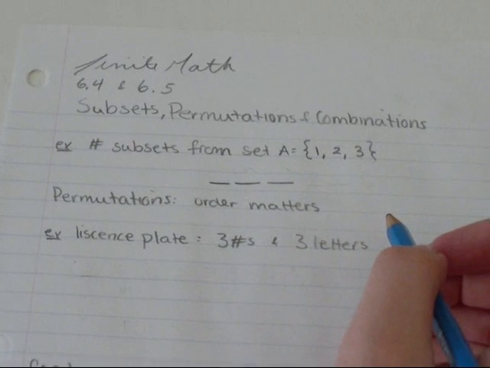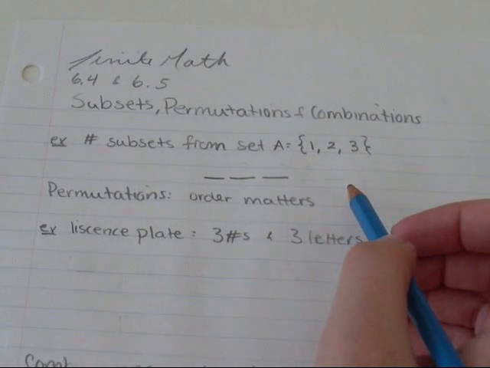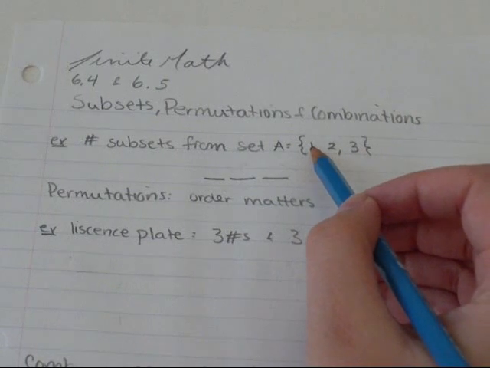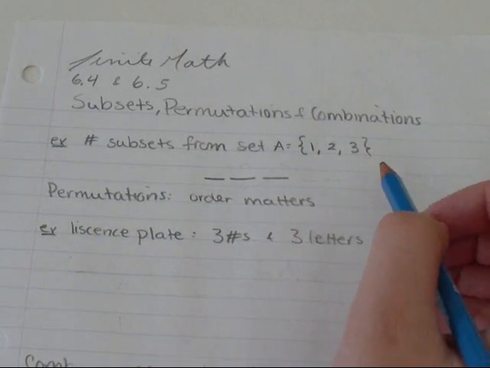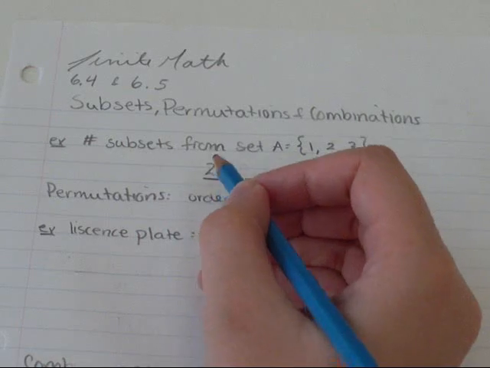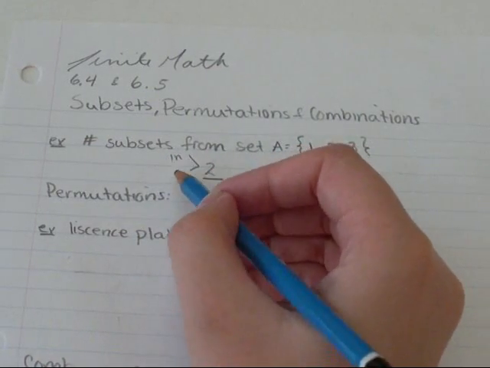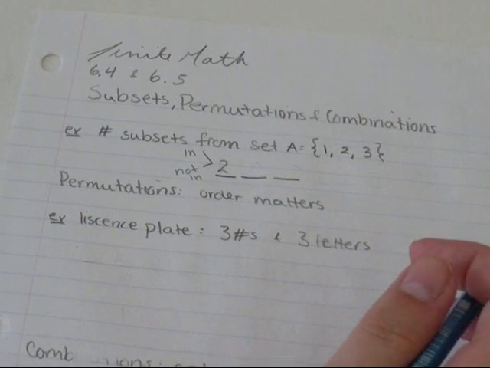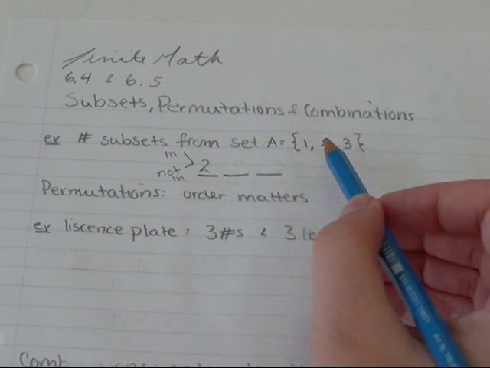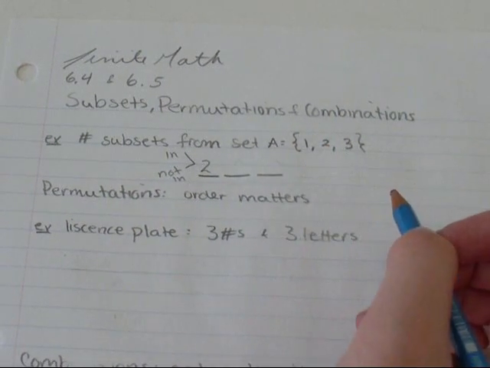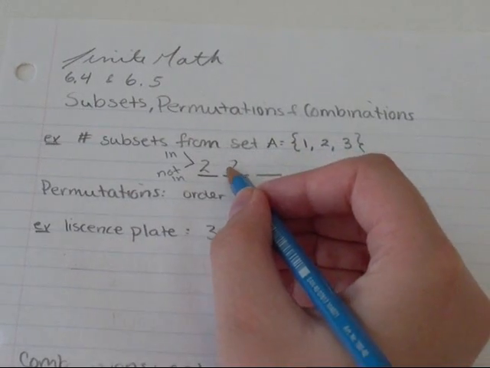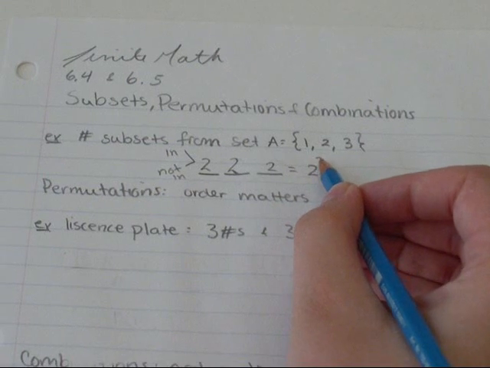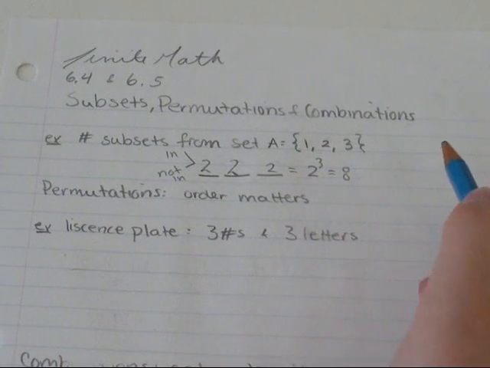Each element is either in the subset or it's not. So for 1, I've got 2 options. 1 is either in the subset or it's not. So I've got 2 options, in and not in, or out, I guess. And then for 2, same thing. It's either in the subset or it's not. I've got 2 options. 3, same thing. So that gives me 2 to the 3, which equals 8.